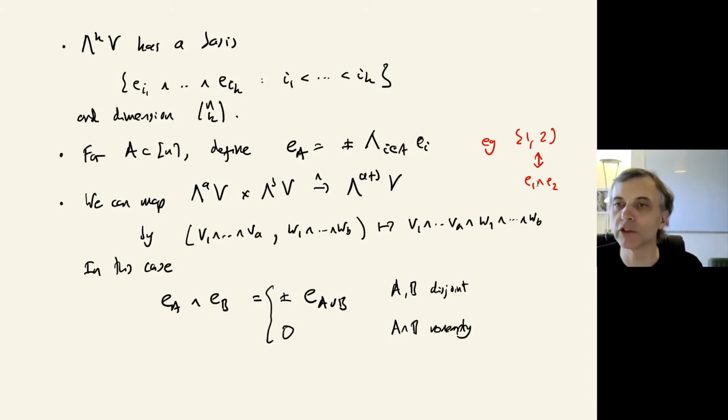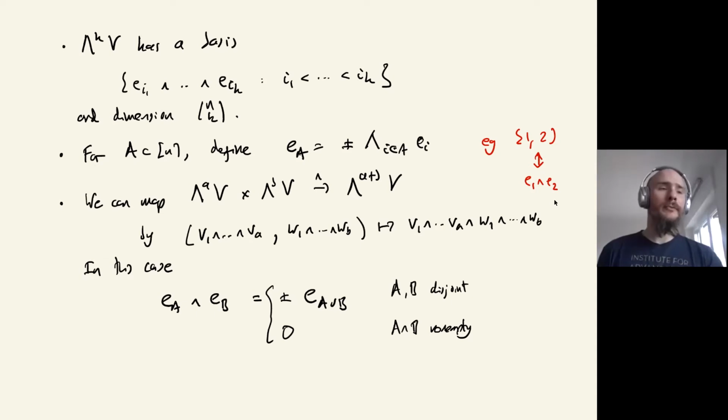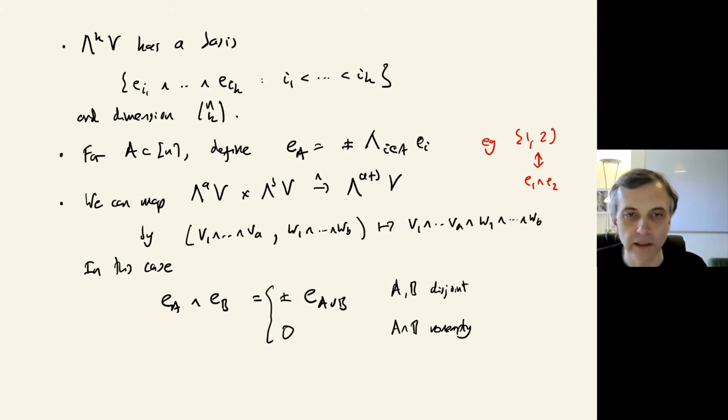So really, {1,2} goes to E1 wedge E2. {2,1} would also go to E1 wedge E2 because we'll sort them first. So the order it's written down in doesn't matter. That comment's maybe slightly more important for the next bullet.